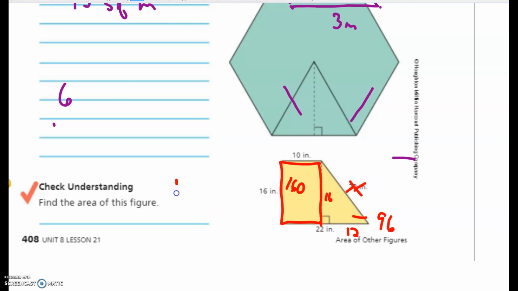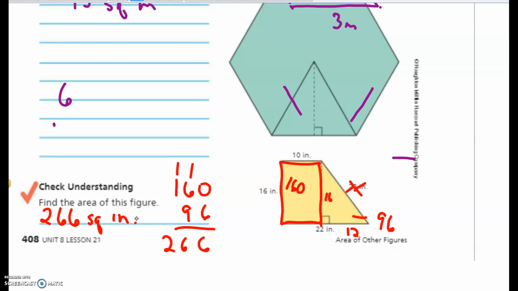Now, once you do that, you know that you add those 2 pieces together and you have 266 square inches. That was a lot of work for that problem.